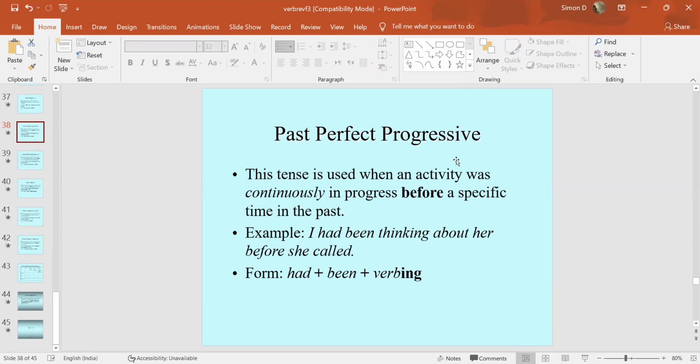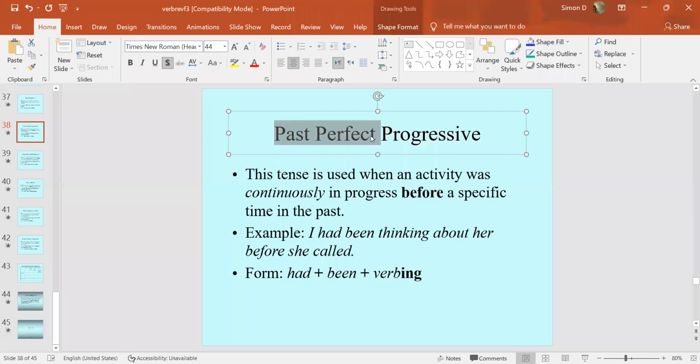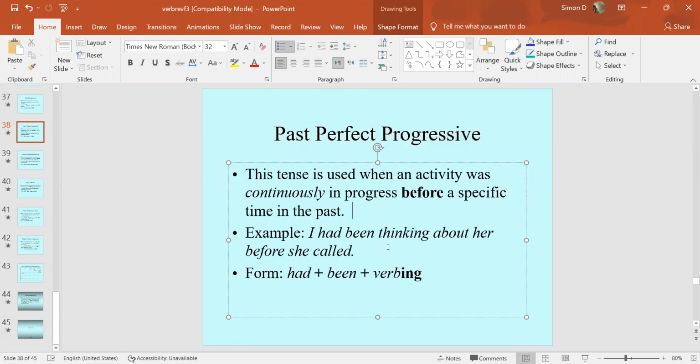So past perfect progressive. Okay, that is the next one that we are going to look at. This tense is used when an activity was continuously in progress before a specific time in the past. Okay, it was happening continuously before a specific time in the past. Okay, it is similar to that past perfect that we looked at. The only difference is it's past perfect, but it is progressively happening. That's the only difference. Okay, I had been thinking about her before she called.